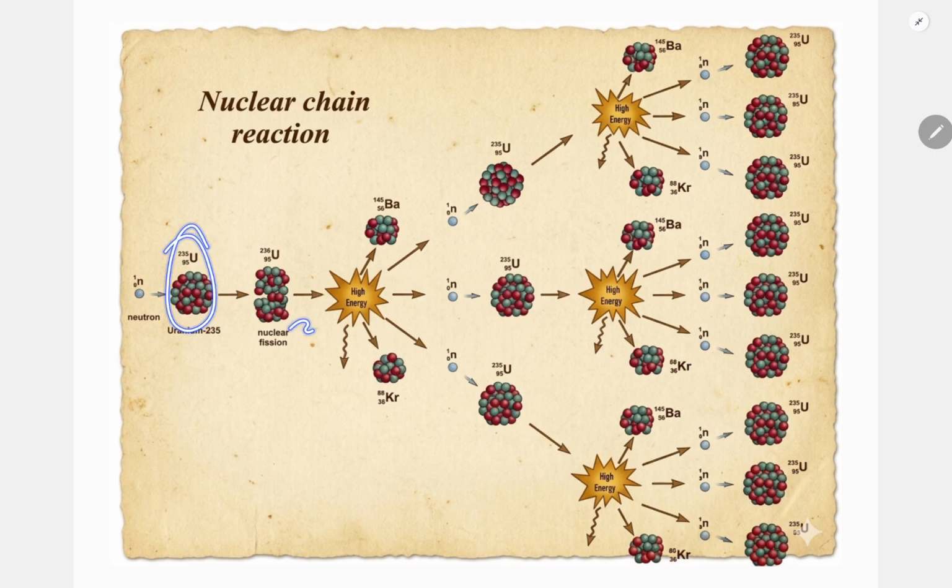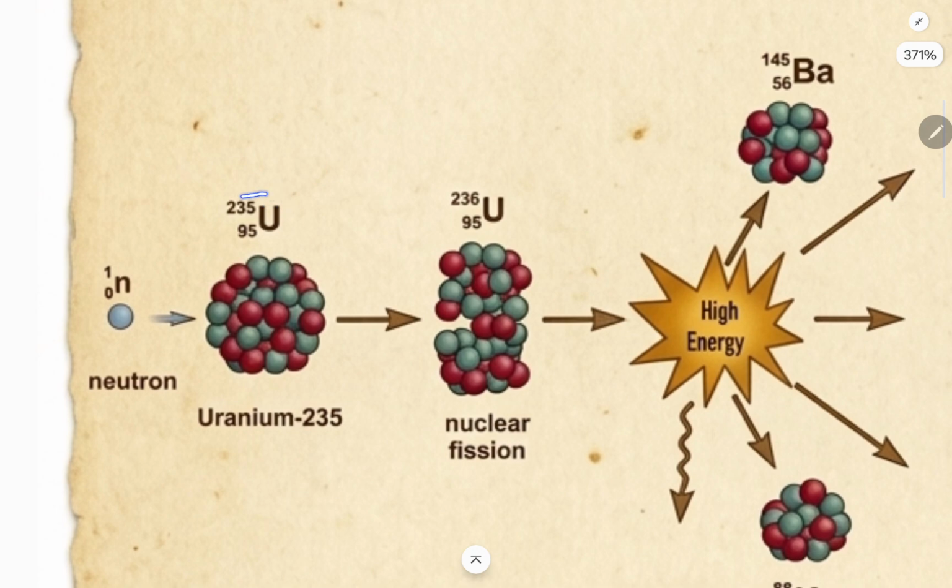So what happens is that it shoots uranium 235, then it becomes uranium 236 because of this. See, 235 plus 1, 236. But here is a problem: this uranium 236 is not stable. It's a very unstable atom.